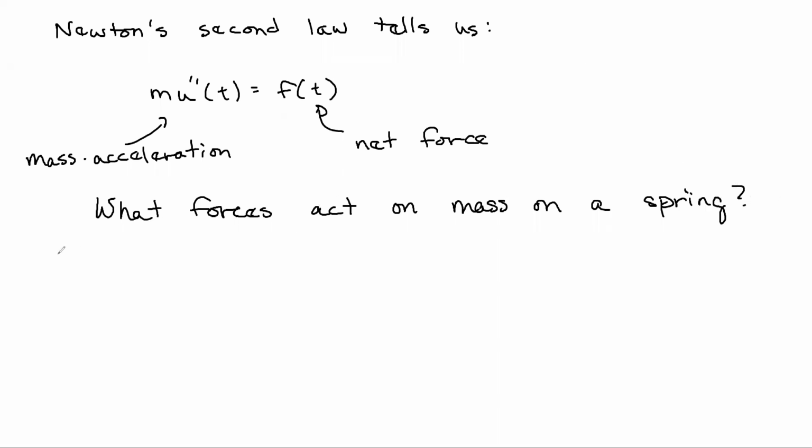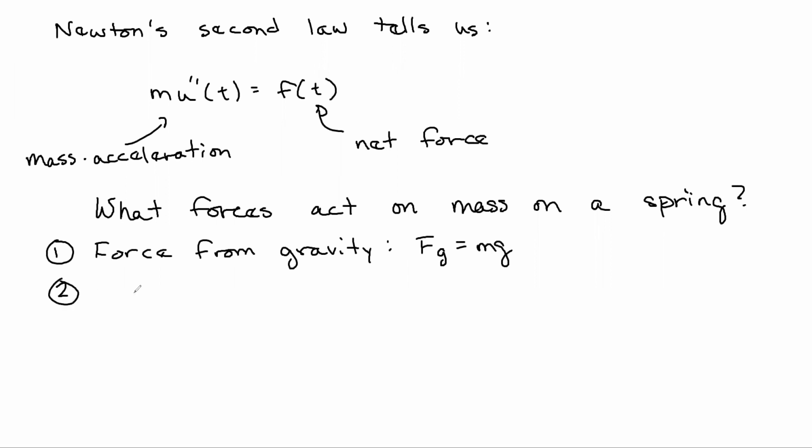So first, what forces are acting on it? The first one is the force from gravity, right? Pulling the mass downward. We've already denoted that. That's Fg equals mg. And second, we have the spring force, right? The force that the spring pushes back against, or I guess pulls back against being elongated and pushes back against being compressed.